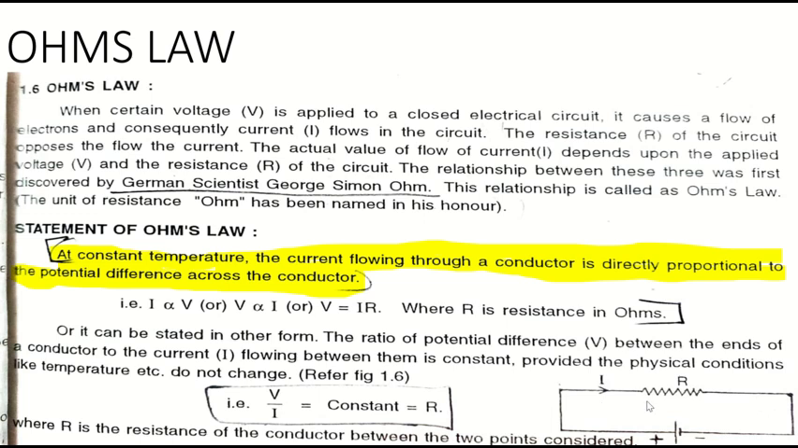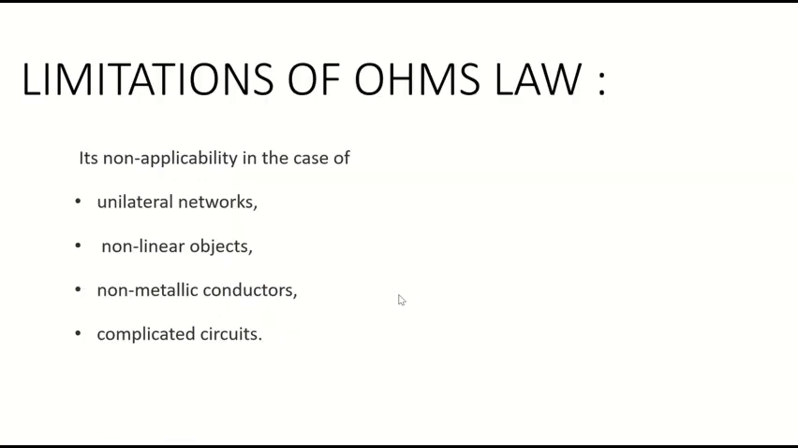Why? Because I already said that each and every material has some resistance value. Likewise, each and every circuit also has an inbuilt resistance value. That inbuilt resistance value opposes the flow of current. That is why, by using these three relationships, current, resistance, and applied voltage, Georg Simon Ohm defined Ohm's law. So there are some limitations for Ohm's law also.